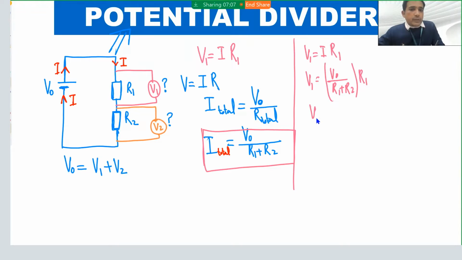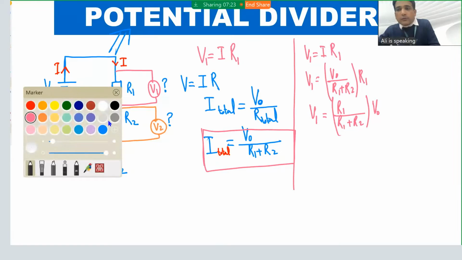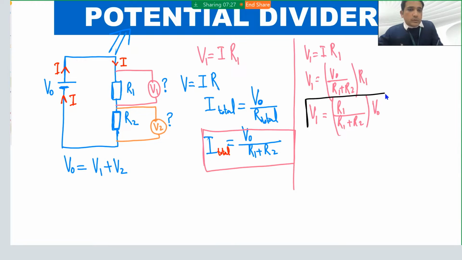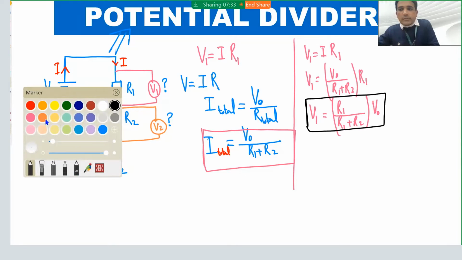We can further simplify this one. We can say R1 over R1 plus R2, and this is multiplied with terminal potential difference of power supply. So this is how you can find out value of V1. So this is how we can find out V1. Now let's try to find out what is value of V2.